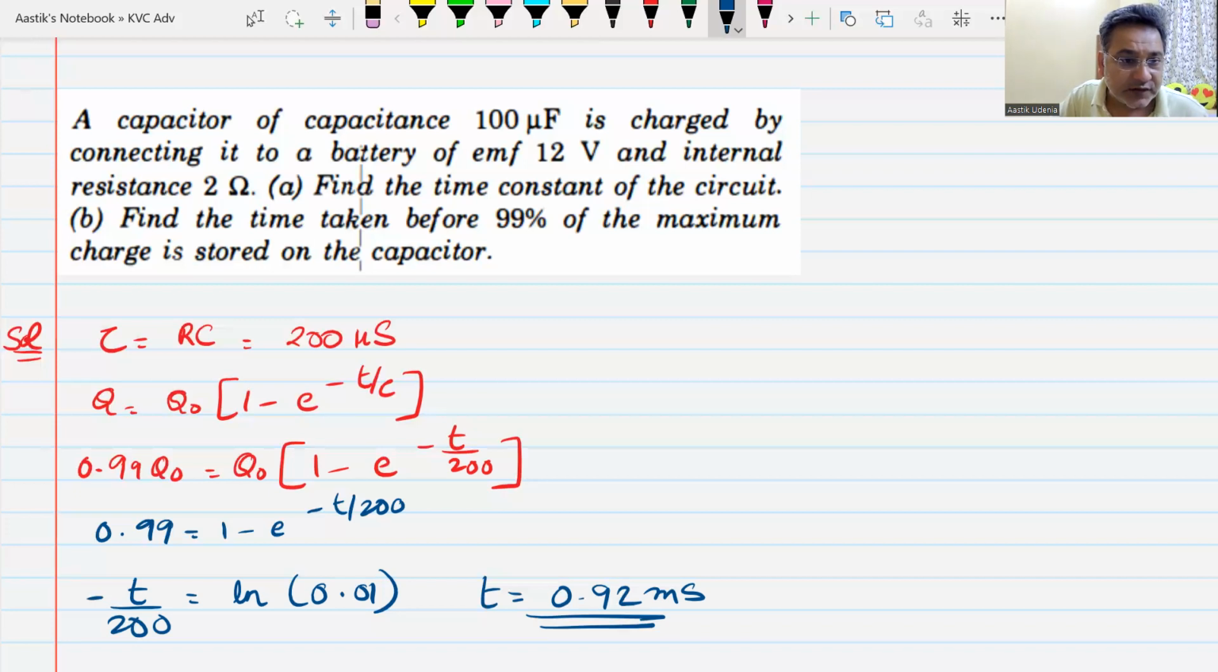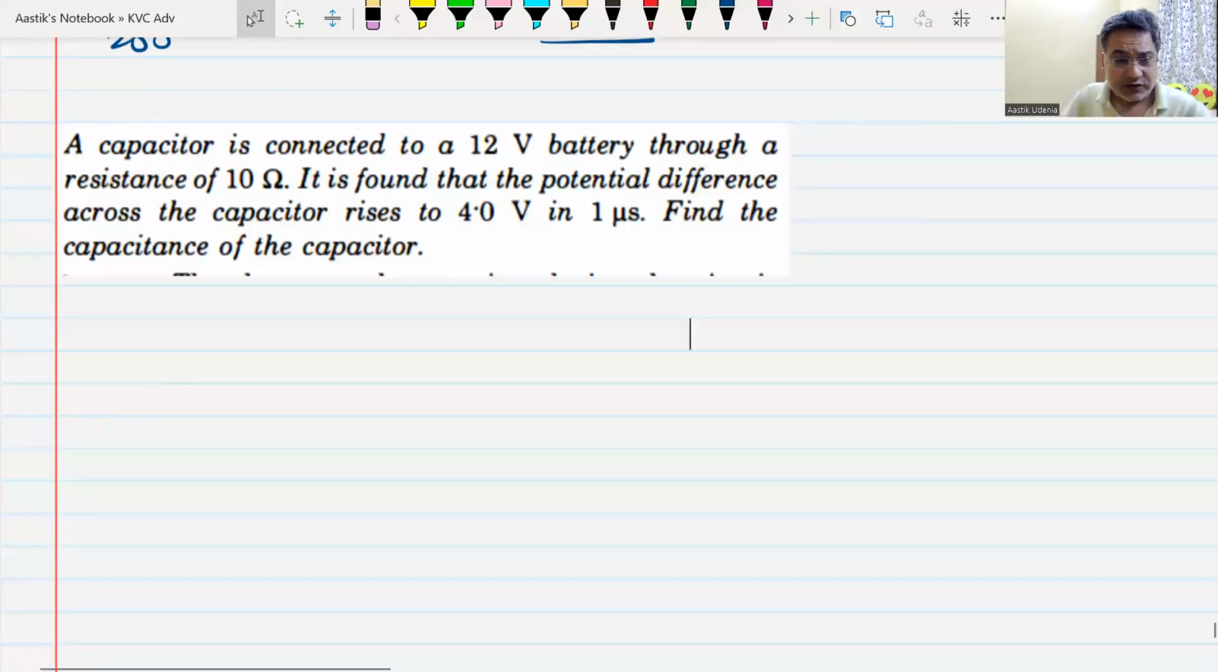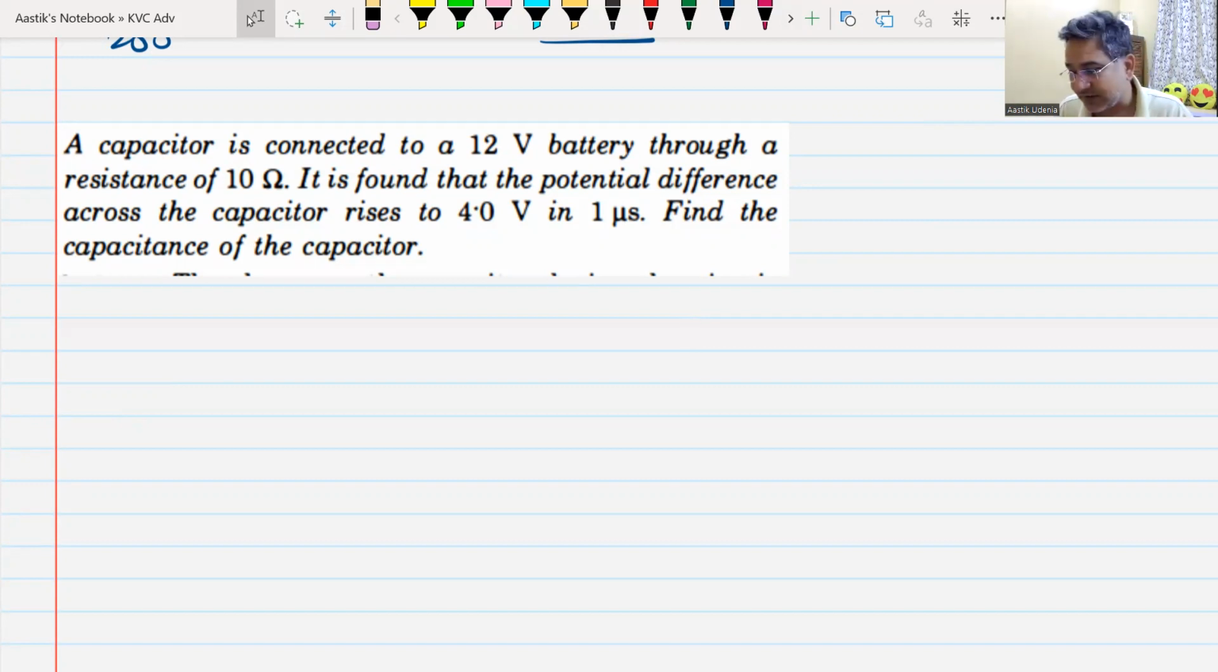Okay, this one, do it fast. Again, we might not get the complete answer, but up till whatever stage you can take it and let me know the final answer for this one. A capacitor is connected to a 12-volt battery through a resistance of 10 ohm. It is found that the potential difference across the capacitor rises to 4 volt in 1 microsecond. Find the capacitance of the capacitor. You have 2 minutes to give me the answer.